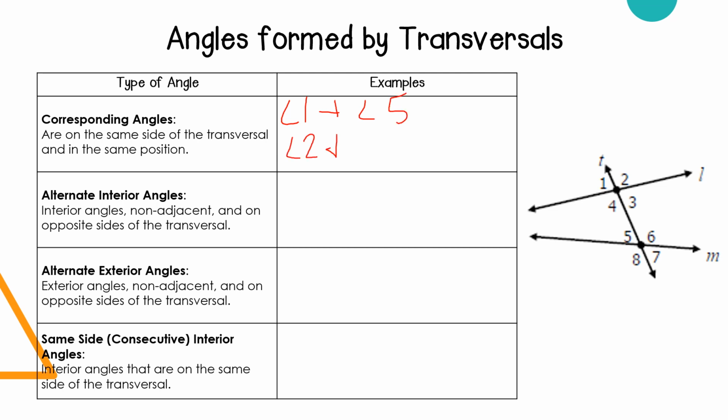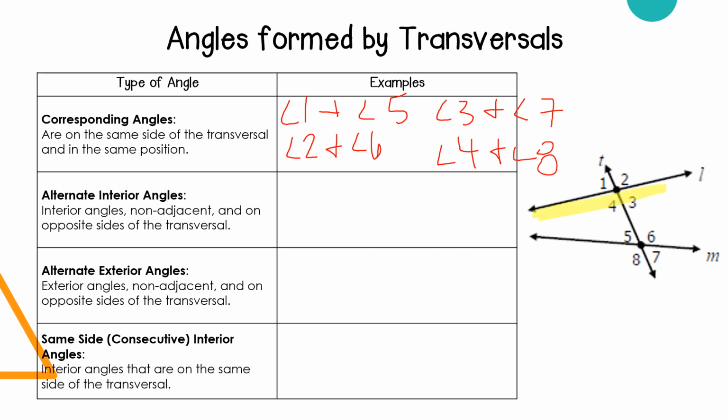Likewise, angle 2 and angle 6, angle 3 and angle 7, and then angle 4 and angle 8. If you have two lines and a transversal, there will always be four pairs of corresponding angles. One of them will be on the outside of the parallel lines and one of them will be on the inside. So in our next three types of angles, you'll see the word either interior or exterior.